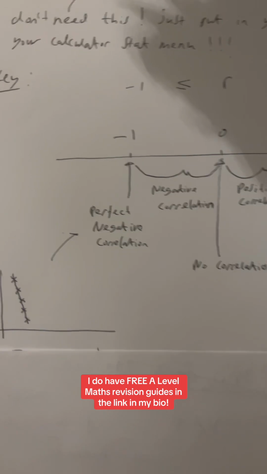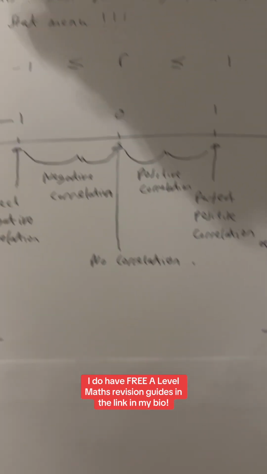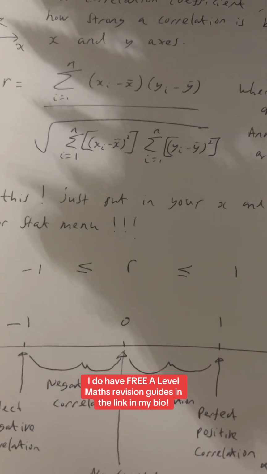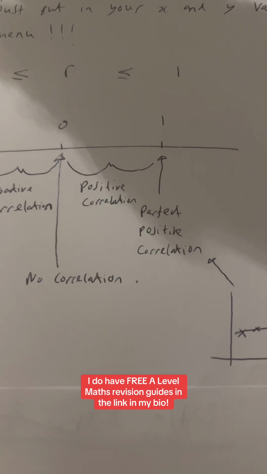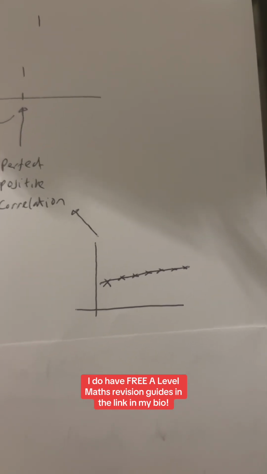Now, if your correlation coefficient is between -1 and 0, it means you've got a negative correlation, but not a perfect one. Now, if it's 0, it means you have no correlation. There is no correlation between your X and Y values. Between 0 and 1, positive correlation, but 1 means perfect positive correlation. All of your points of data lie on a perfect straight line with a positive gradient.